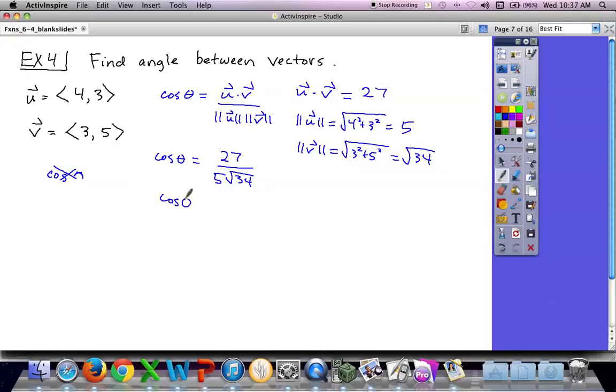The cosine of theta equals, use your calculator, turn it into a decimal, 27 divided by 5 divided by the square root of 34. 0.9261. Okay, so theta equals cosine inverse of 0.9261. Second, cosine inverse, second, enter. 22.2.